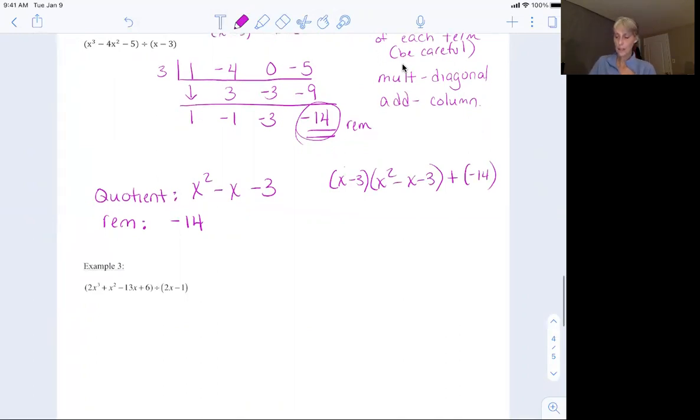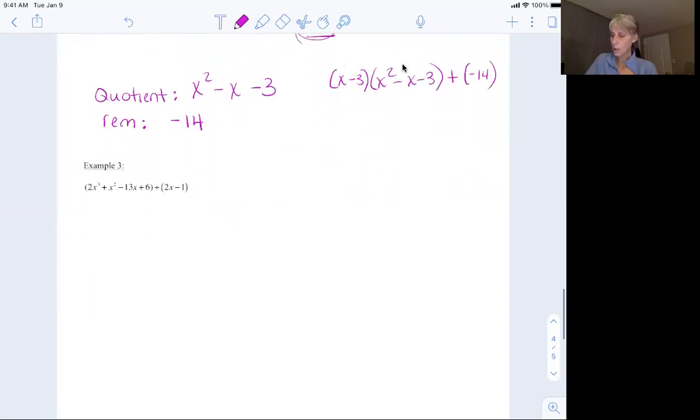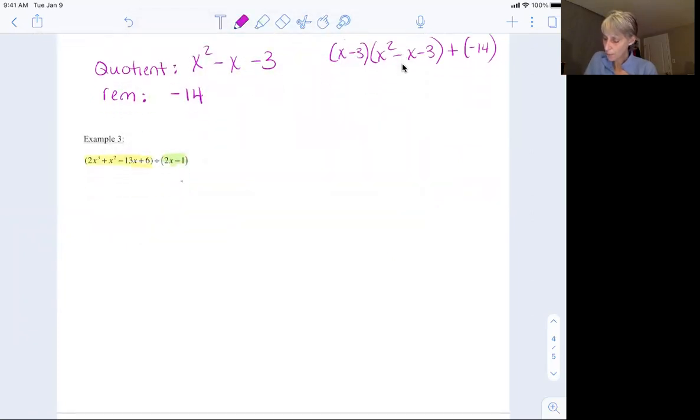Let's try another example. So I'm dividing this by this. So my first step, I'm going to take the coefficients out. 2x cubed, 2. 1x squared, 1. Negative 13x, and positive 6. This was nice because it went down each power. I don't have any zeros.